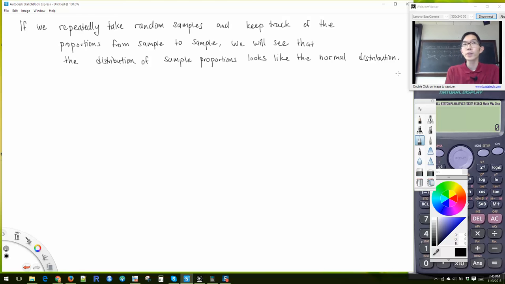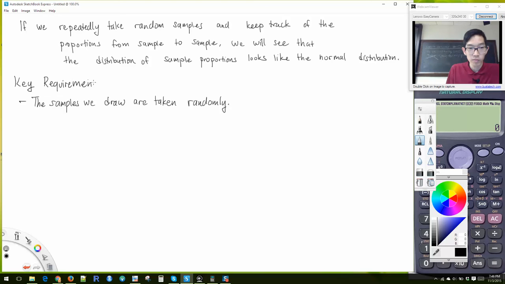There are a few key things that have to be true for this to work, okay? It's not just that you can reach into a sample and it's going to end up being the normal distribution. There are a few key things going on here. So one is, the samples we draw are taken randomly. Okay? So these are key requirements. So the samples we draw are taken randomly. We can also say they are simple random sampling.